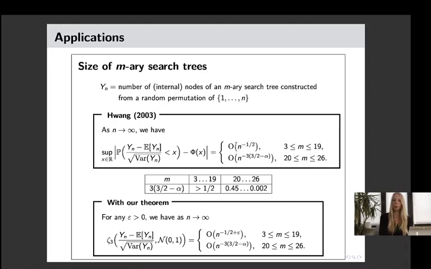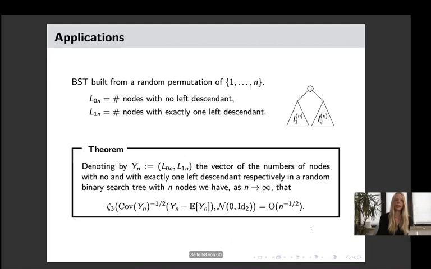And the rate is 1 over square root of n for m between 3 and 19, and becomes slower for increasing m. Now, with our refined version of the theorem, we can obtain the same convergence rates for the Zolotarev distance, but with an additional epsilon here in the exponent for m between 3 and 19. Okay, so now coming back to the introductory example, we can now use our refined version for the normal case to obtain the rate 1 over square root of n here in this example from the beginning.